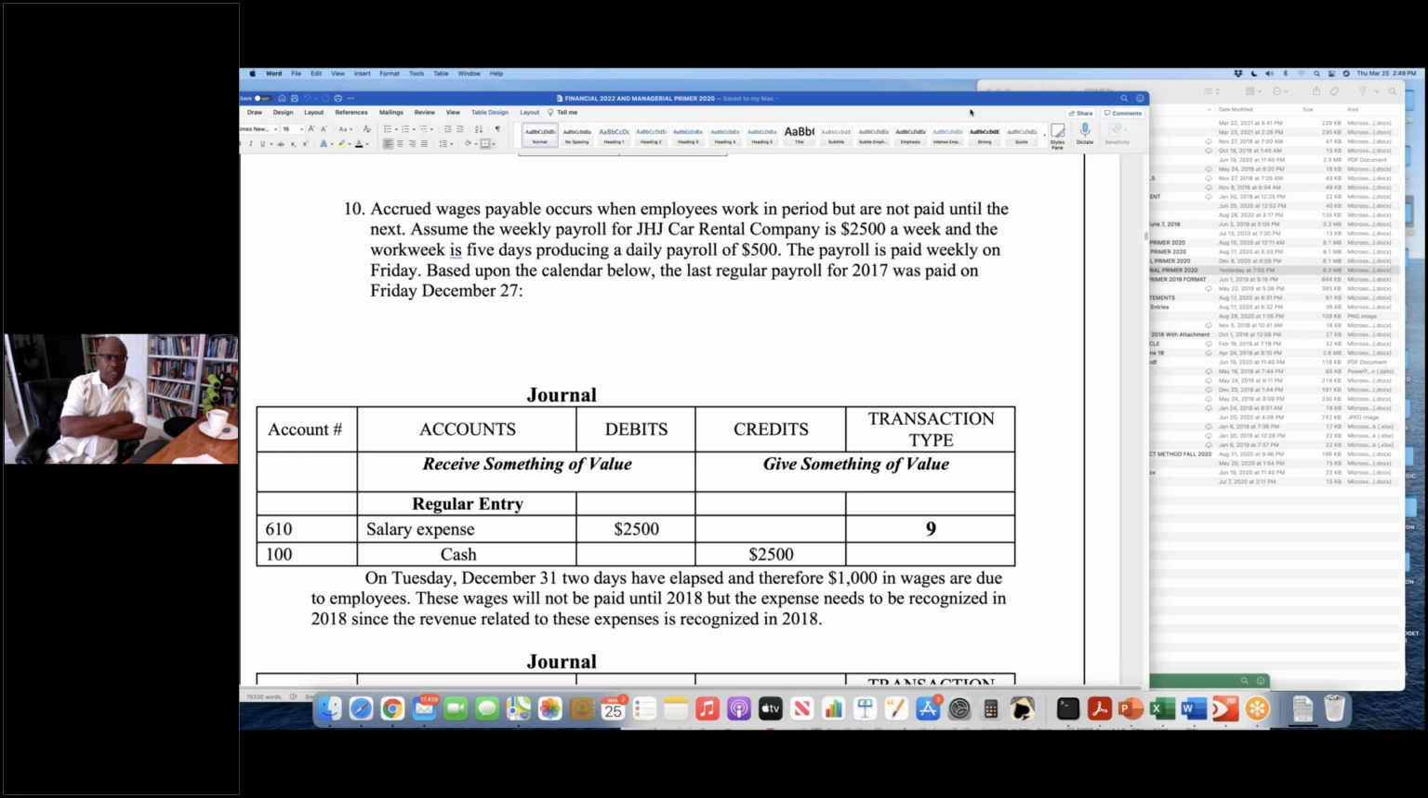So suppose you pay weekly, okay? You're getting the payroll every week. December 27th comes around and you pay, okay? And so you're making $2,500 a week, so you're doing well.